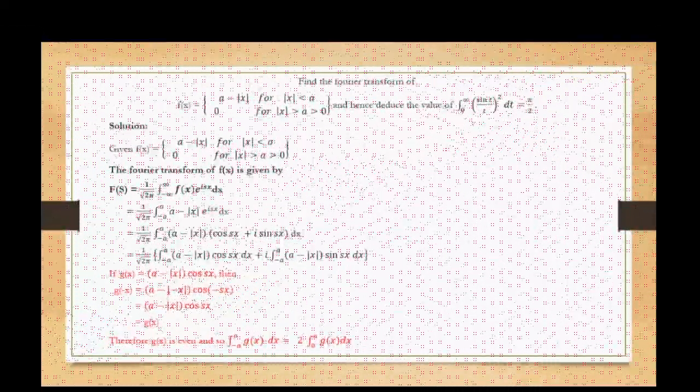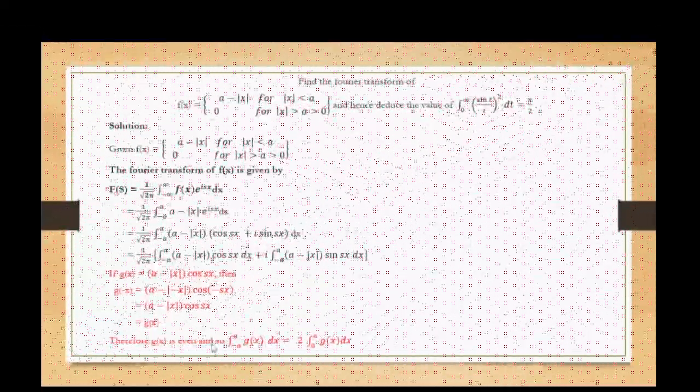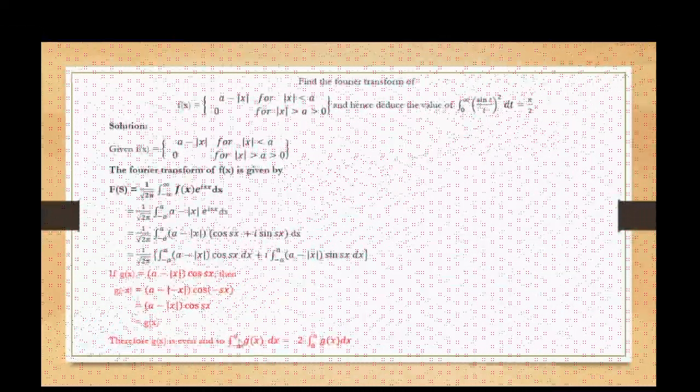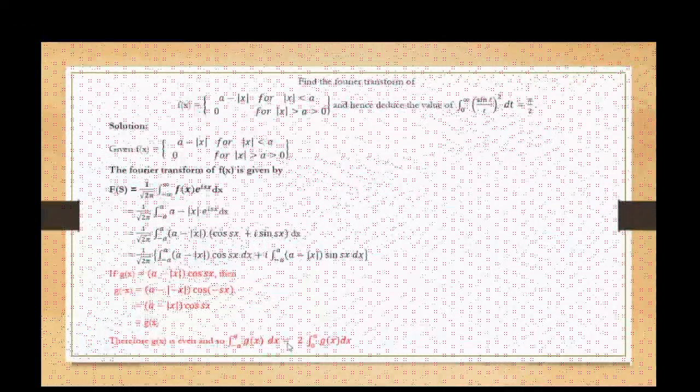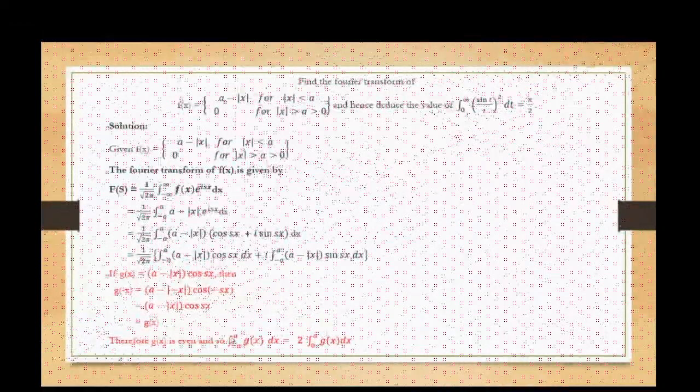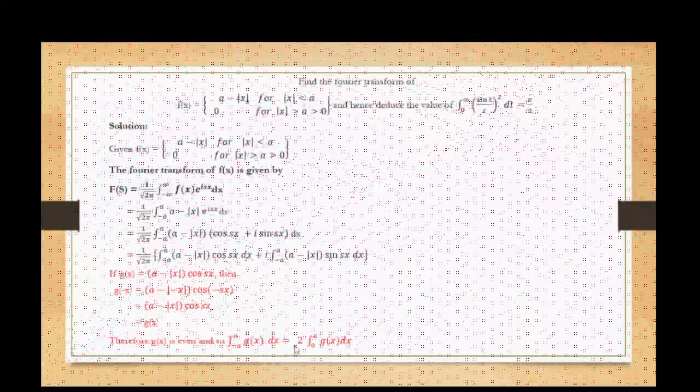So g of x is even, and if a function is an even function, then the limit minus a to a can be replaced by 2 times the integral from 0 to a. That is, the integral from minus a to a of g of x dx is equal to 2 times the integral from 0 to a of g of x dx.